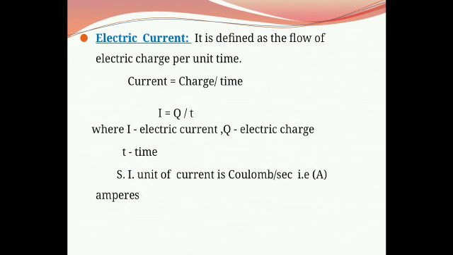The symbol of electric current is capital I, the symbol for charge is Q, and the symbol for time is T. Therefore, the formula is I equals Q upon T, where I means electric current, Q means electric charge, and T means time. Then we find the SI unit of current. Here the formula is I equals Q upon T. Therefore, first write the unit of charge, that is Coulomb, upon the unit of time, which is second. Therefore, the unit is Coulomb per second, and that unit is called ampere and denoted by capital A.